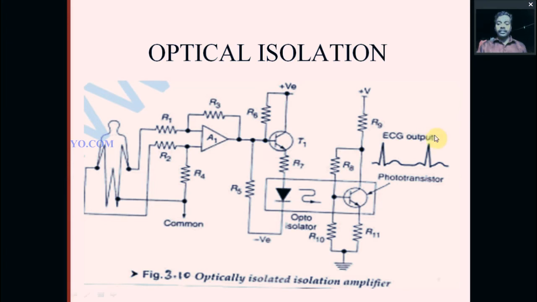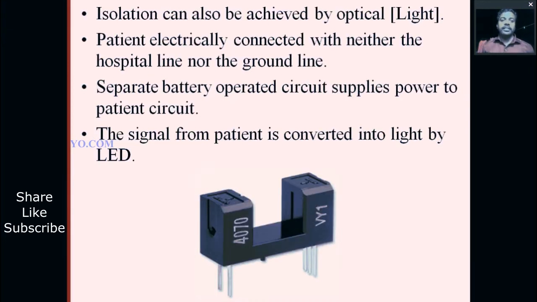Here this is the high voltage circuit, and these are the low voltage circuits. These two circuits are completely separated by this optical isolation. The information transfer from low voltage side to high voltage side is in the form of light. The signal is transferred by using light, that is called optical isolation.